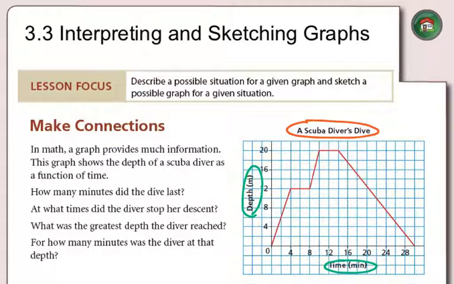So first question, how many minutes did the dive last? Well, if we look at the starting point, that's at 0. The ending point, which is over here, has no label, but we have labels in between. Every second tick is 4, so that means that every tick is worth 2 minutes. This is one tick past 28 minutes, so this dive lasted 30 minutes.